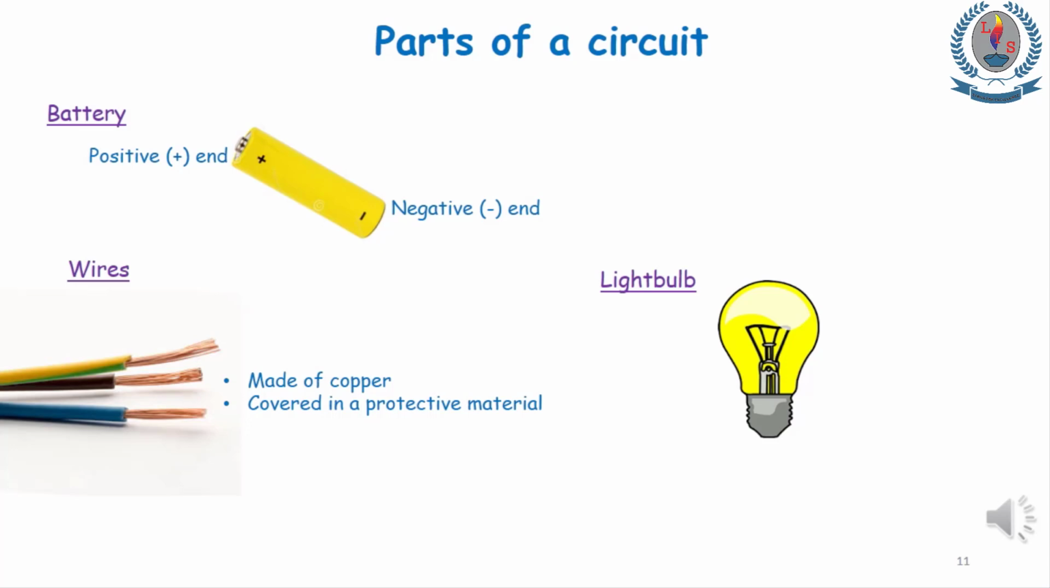The wires are made of copper. They are covered in a protective material to protect us from electric shocks. The next is the light bulb. The electricity flows from a battery to the light bulb and back to the battery. Then the light bulb lights up.